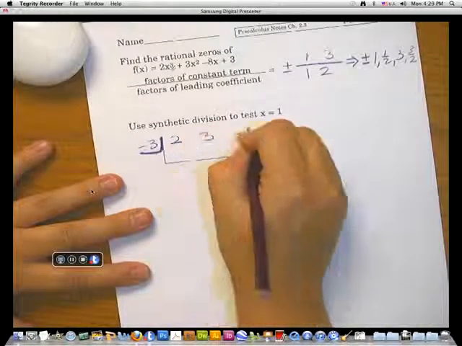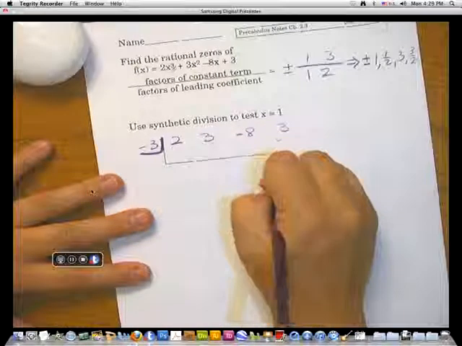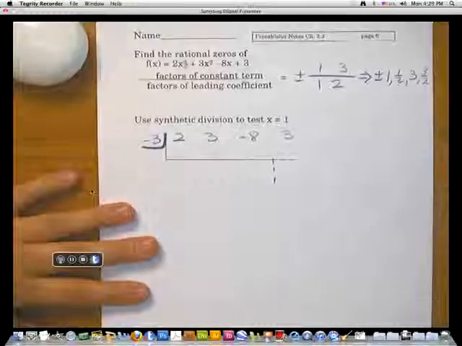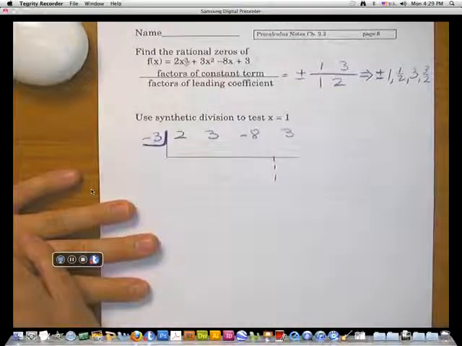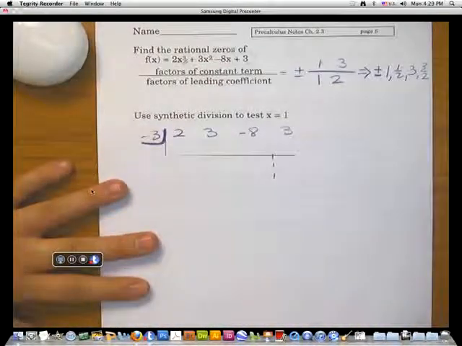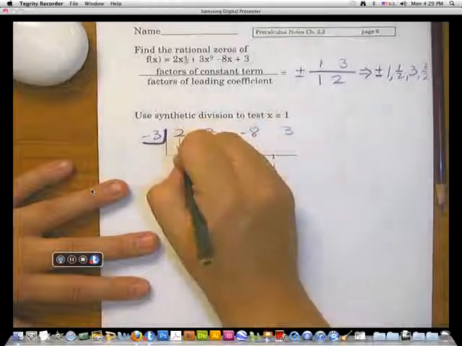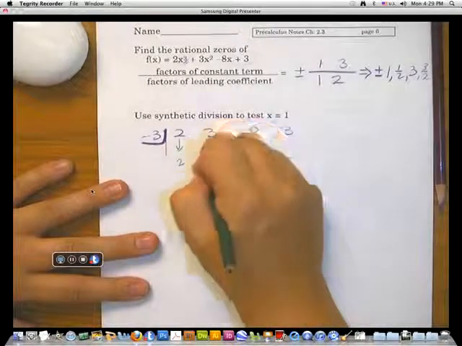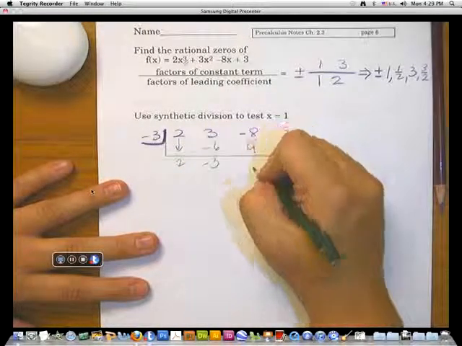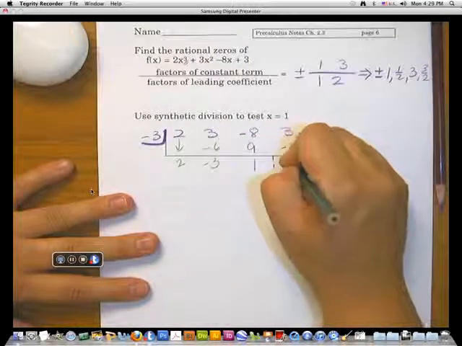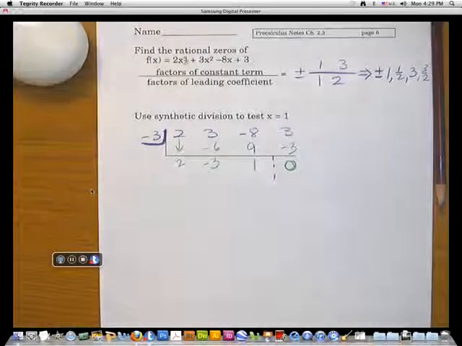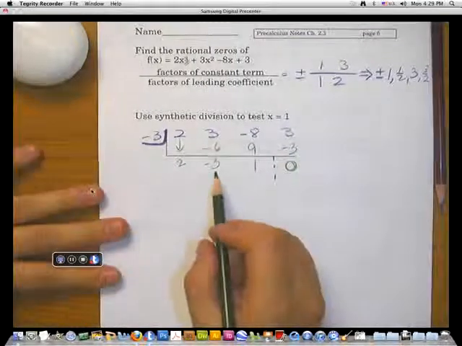All coefficients, every position accounted for. We know the last one is the remainder, and hopefully that remainder is going to come out to be a 0. So we are going to bring down, multiply around, bring down, multiply around, bring down, multiply around, and yay, yes, it worked. All right.